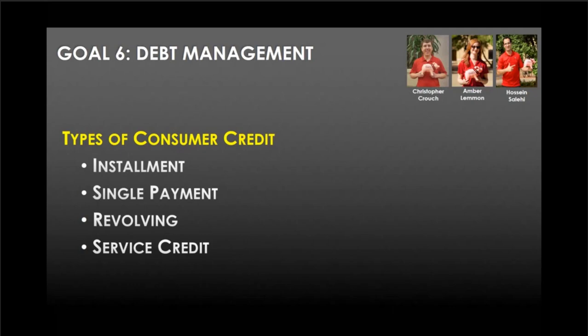Okay, so goal 6 is all about debt management. So we'll start off with the types of consumer credit. There's an installment loan. This is like your mortgage, basically. With an installment loan, you repay at regular intervals at a specific date. But at first, the interest payment on that loan will be really high and there won't be much going to principal. As the life of the loan goes on, you'll be paying more and more to the principal and less to interest. Like I said, this is mostly a home mortgage. There can be some auto loans, but just mostly think home mortgage for this.